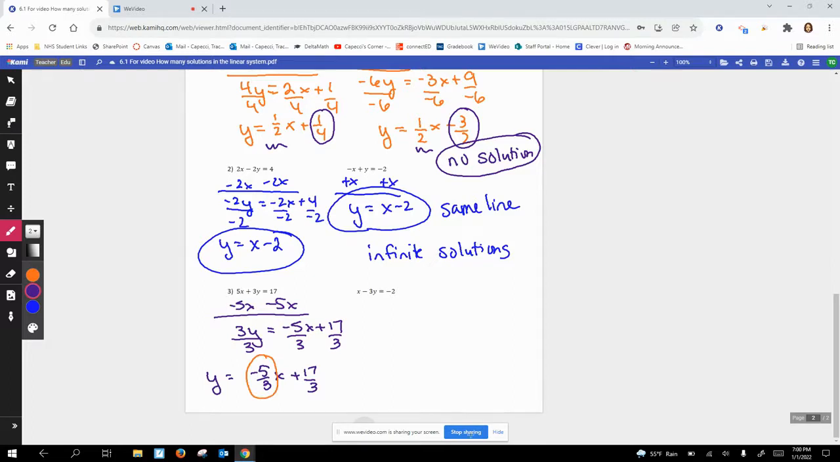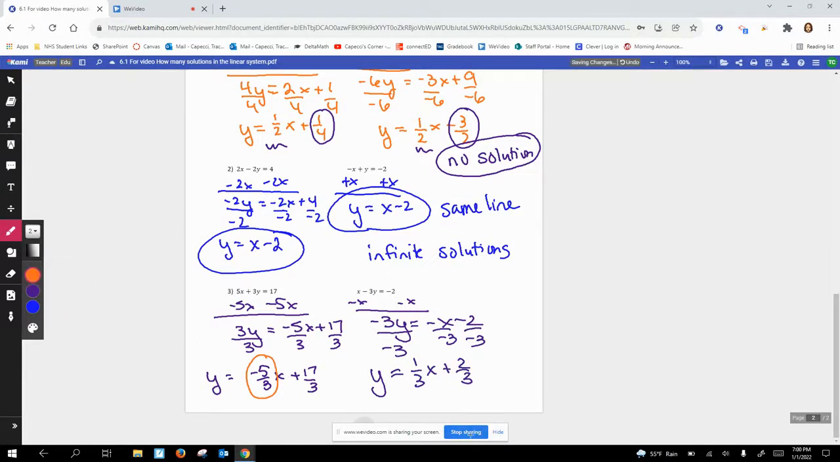And looking at our next equation, same thing. I'll get y by itself. So I have negative 3y is equal to negative x minus 2. Divide everything by negative 3. And I have y is equal to, that gives me positive 1/3 x plus 2 over 3.